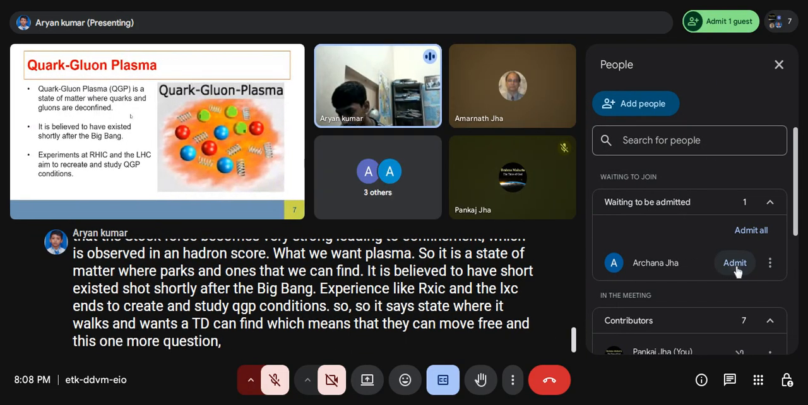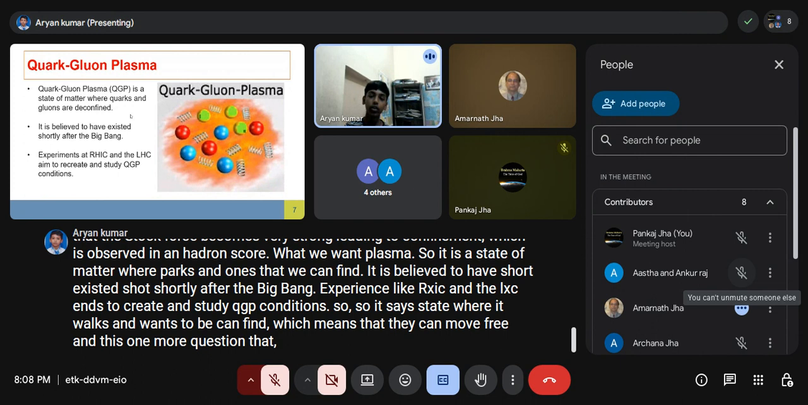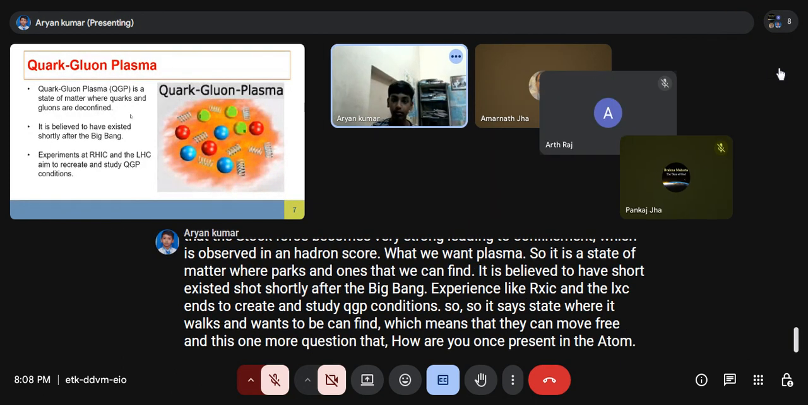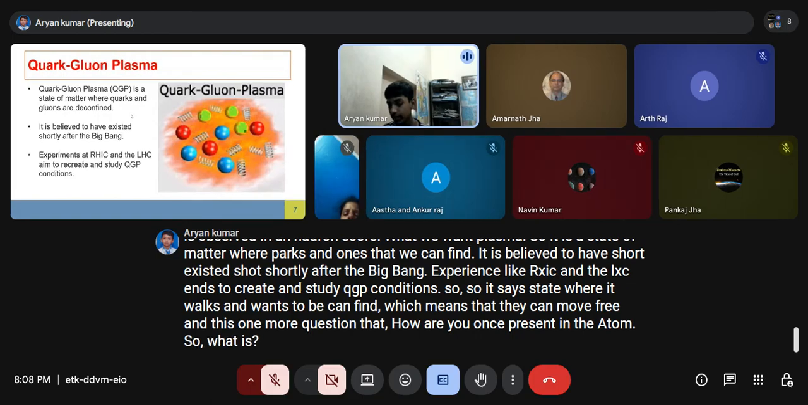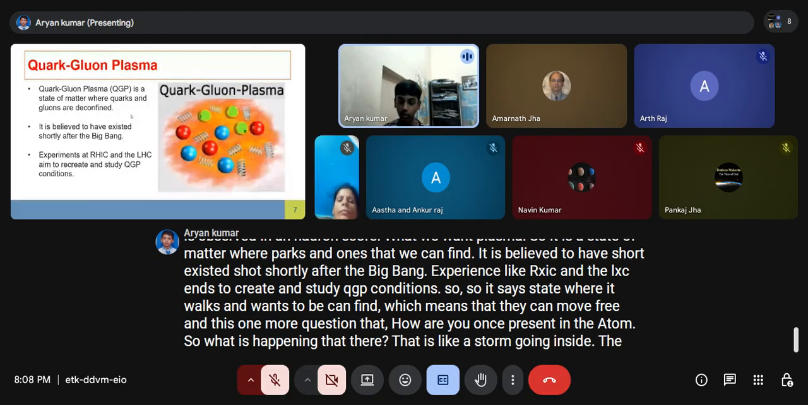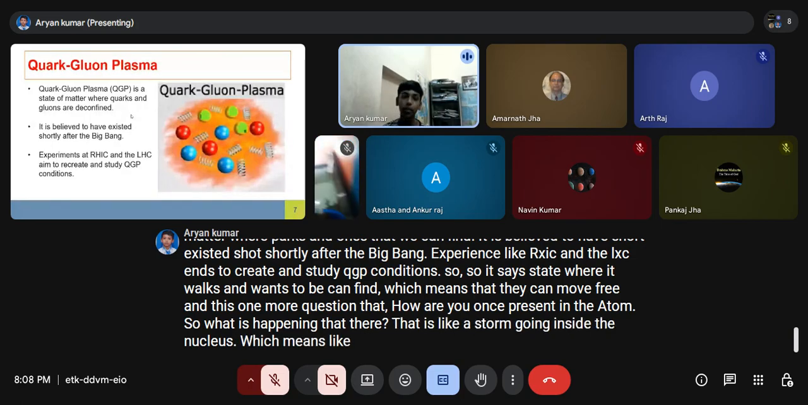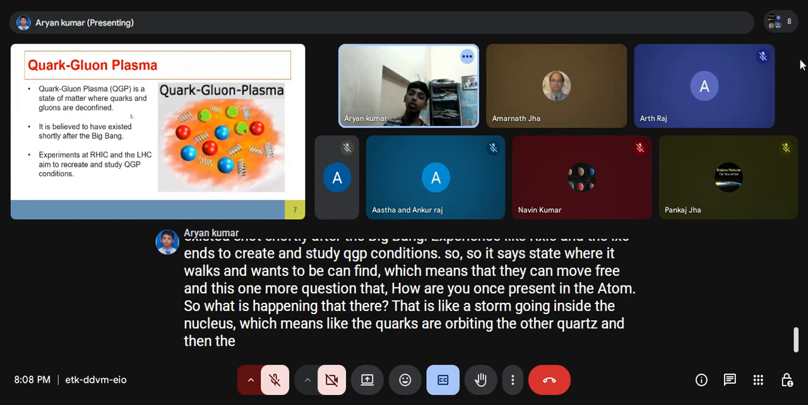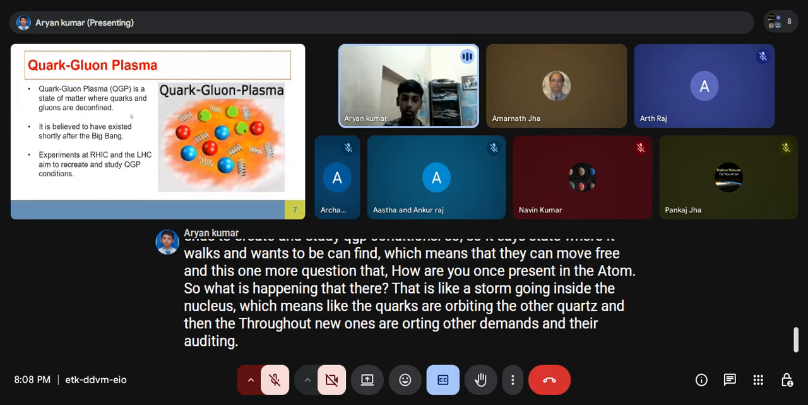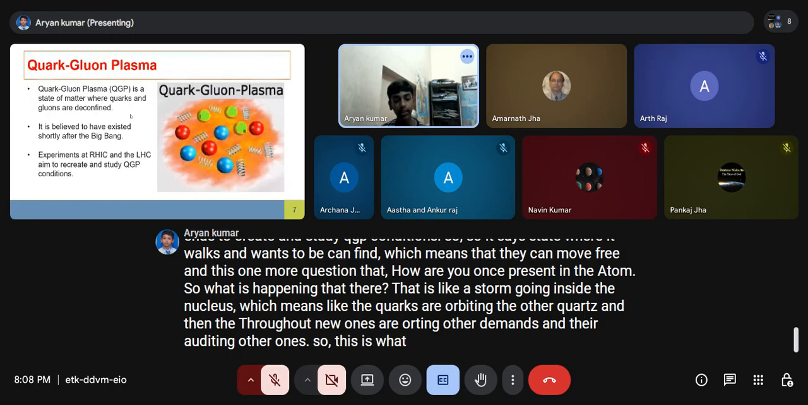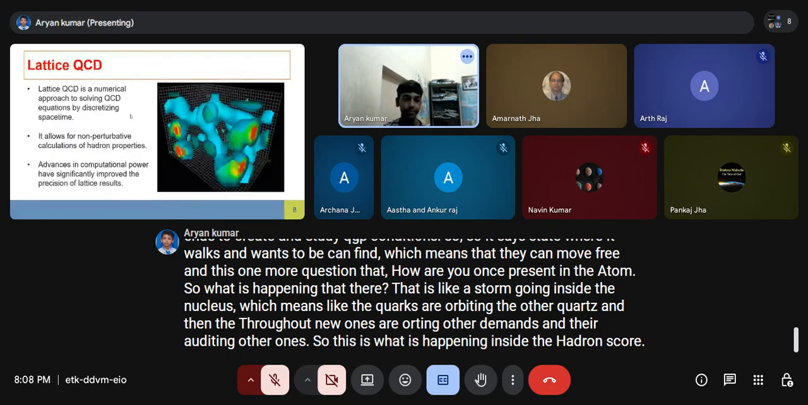And there's one more question: how are gluons present in the atom? So what is happening is that there's like a storm going on inside the nucleus, which means the quarks are orbiting the other quarks, and then the gluons are orbiting other gluons, and they're orbiting other gluons. So this is what is happening inside the hadron core.